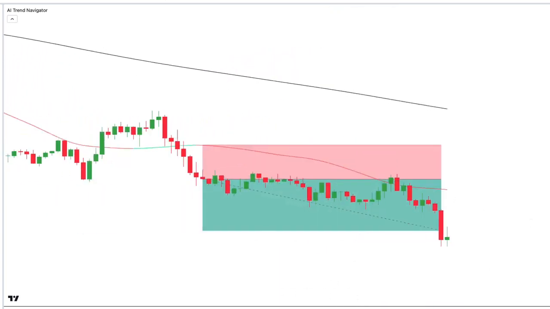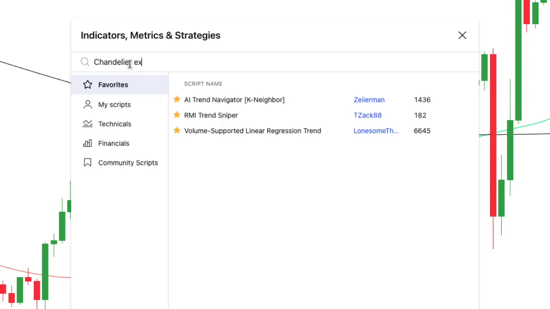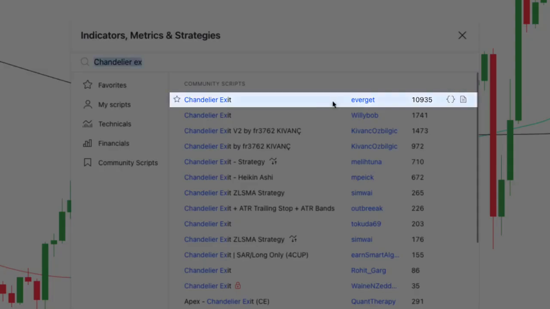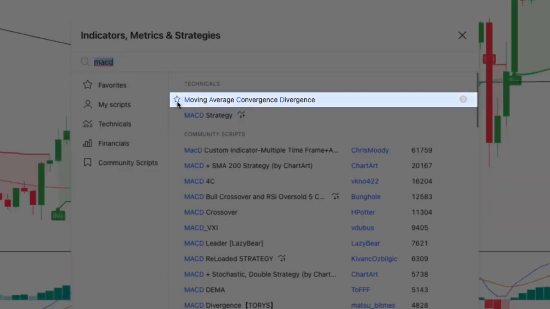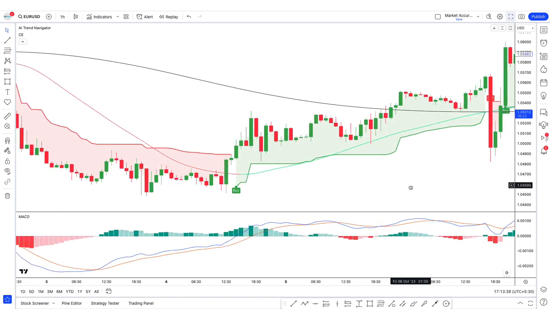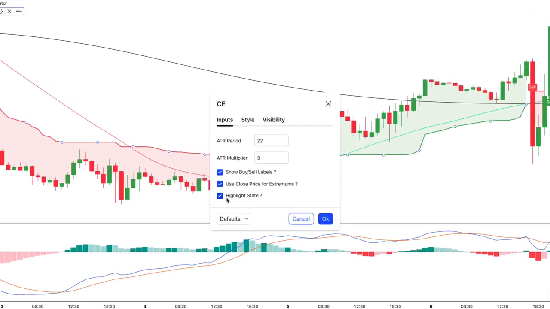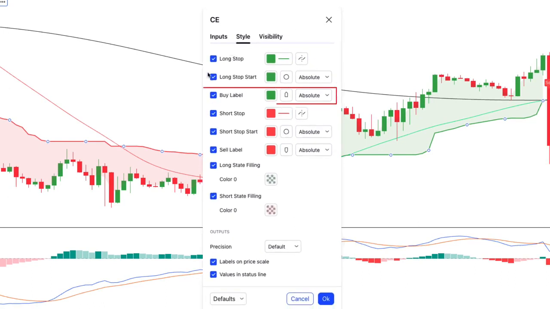Now, let's add 2 more indicators to the chart to make this strategy even better. On the Indicator Search tab, type in Chandelier Exit, and it's going to be this one by Everget. And then type in MACD, select this one right here. To configure the Chandelier Exit indicator, click on this gear icon right here. And then within the Style tab, deselect all options, leaving only the Buy label and the Sell label active.